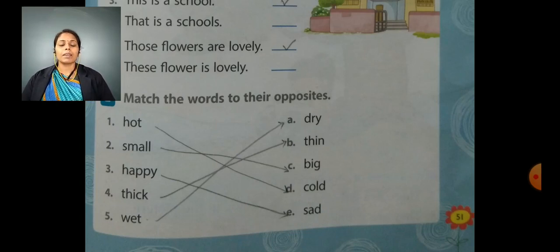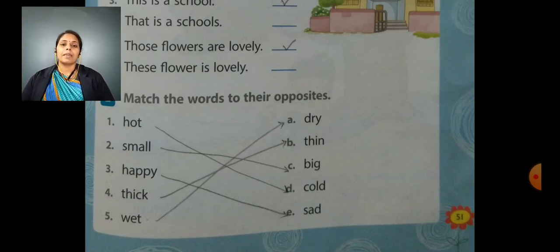तो हमें क्या करना है बेटा? यहाँ पे जोड़ी मिलाना है. So we have to match the words to their opposites. So hot को cold के साथ मैच करेंगे. Next is small. Small means छोटा, तो छोटा का अपोजिट क्या होगा? छोटा का अपोजिट बड़ा, तो small का just opposite क्या होगा? Big. Okay, so we can match with big.